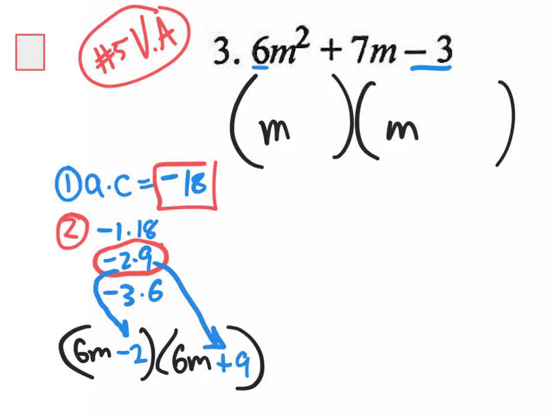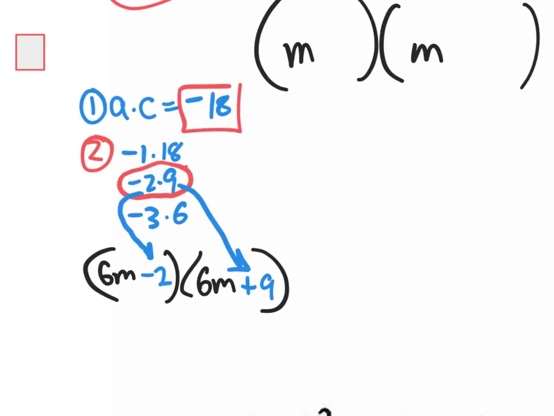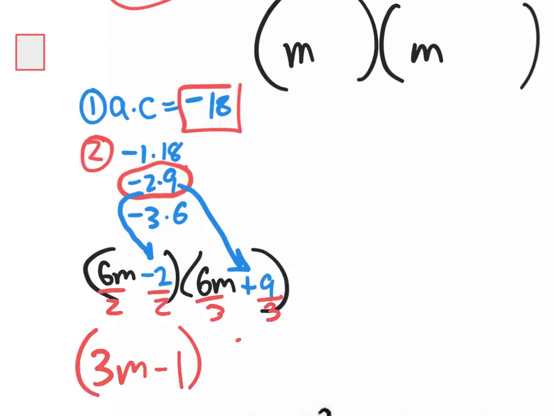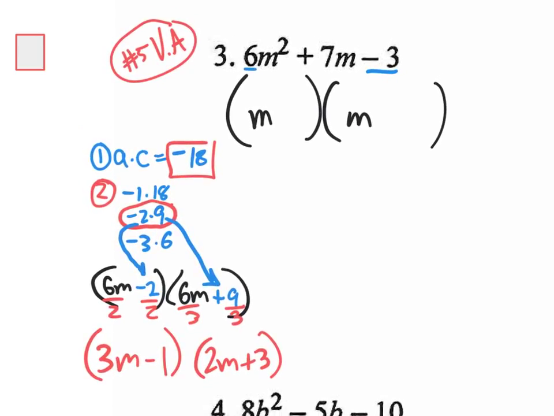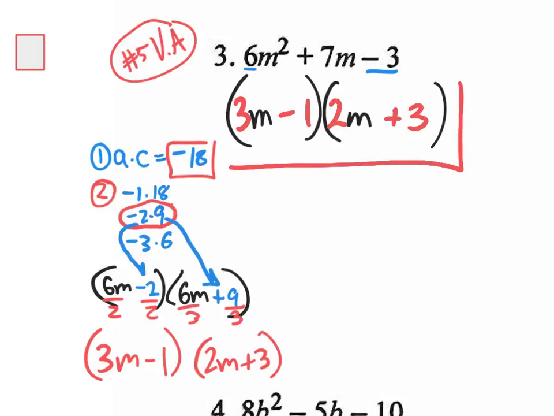And then after that, you simply reduce each of those parentheses. So that first parenthesis, there's a GCF there of 2. You could divide by 2, and your answer will be 3m minus 1. And the other one, you could divide by 3, 2m plus 3. And that's it. We could go back up to number 3 and put that 3 right in front right there, minus 1. Put that 2 right in front of the m, plus 3. That's the factored form right there, guys.